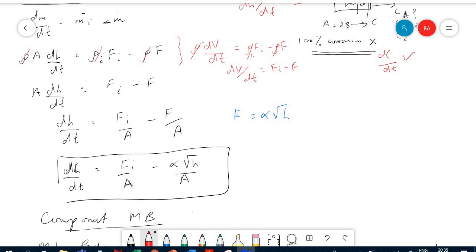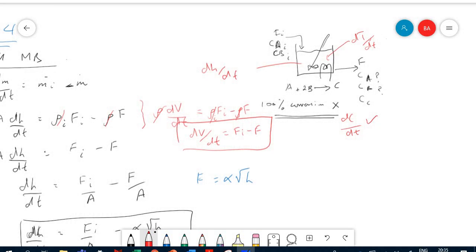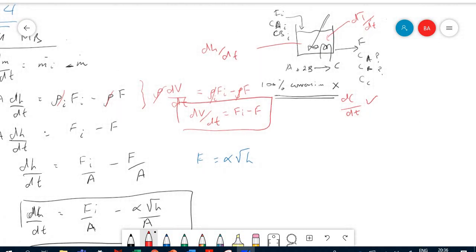And if you just look at it, that is exactly how volume will change with time. So how does volume change with time? It depends on the volumetric flow rate in and the volumetric flow rate out. So if you have more volume in, you have more volume accumulating. And if you have more volume going out, you'll have this volume going down. So it just makes sense. dV by dt is equal to FN minus F.